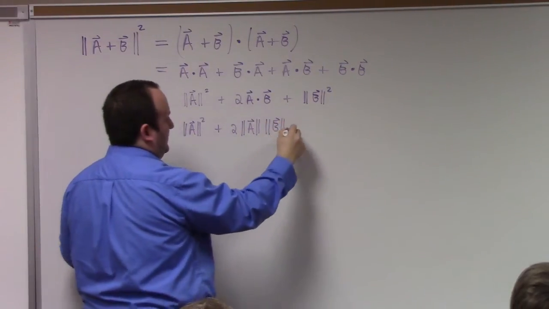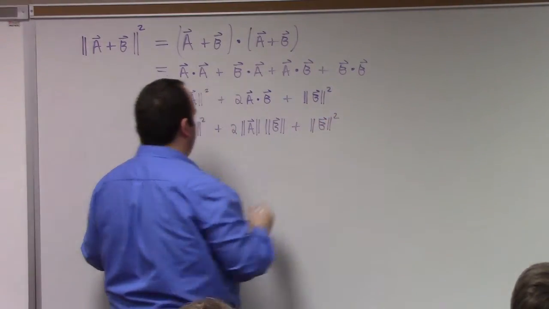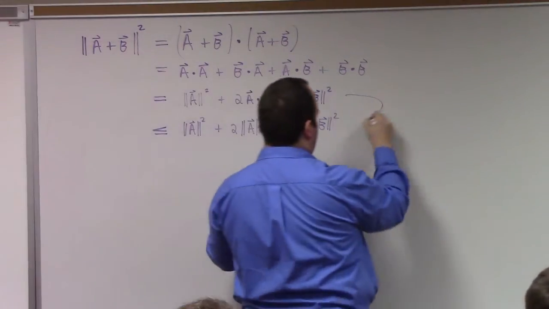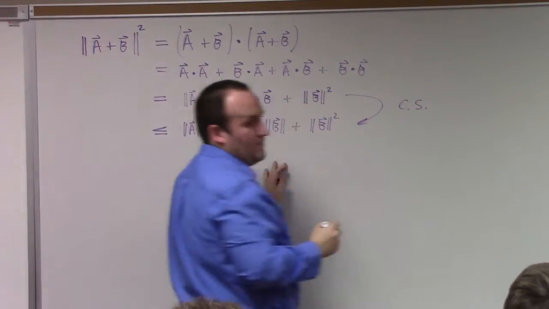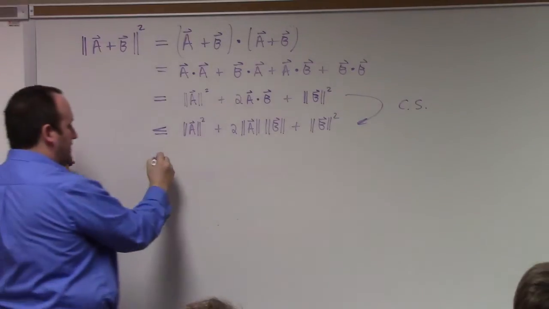So many stupid double bars. Why didn't I get rid of them earlier? I regret my life. All right. So I'm just using the Cauchy-Schwarz inequality to get from here to here. But now you see you've got, what is this? This is exactly equal to what?